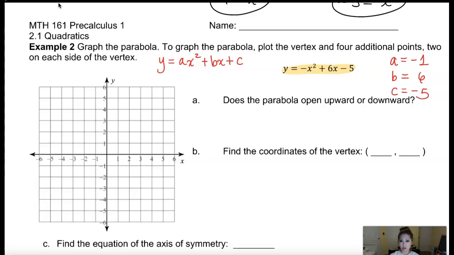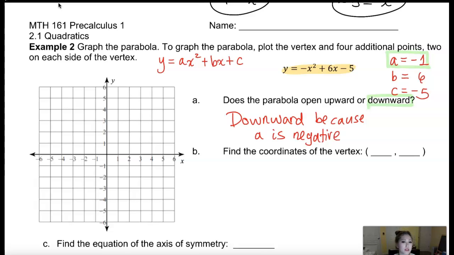Well, here's why. Does the parabola open upward or downward? And that all depends on the sign of A, right? What do you think? A is negative. Therefore, this parabola opens downward. Downward, because A is negative.